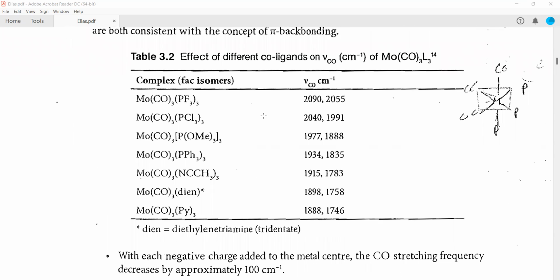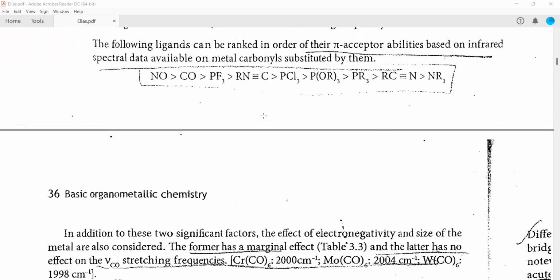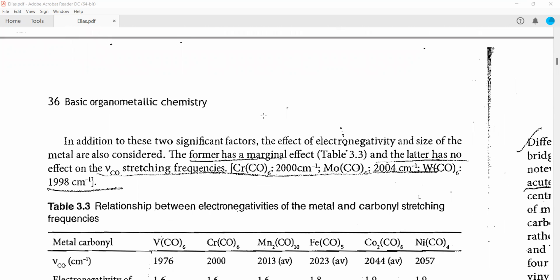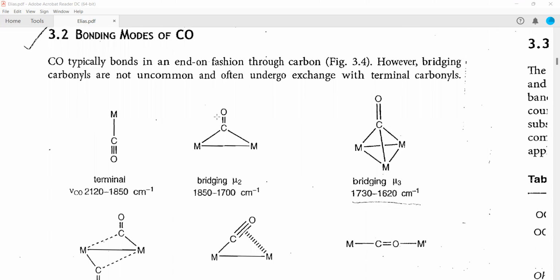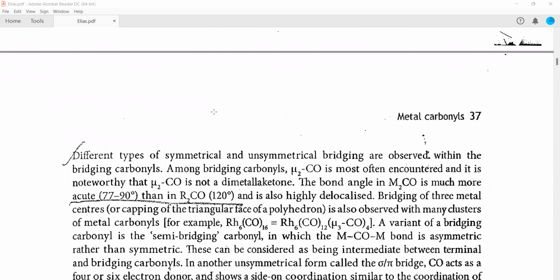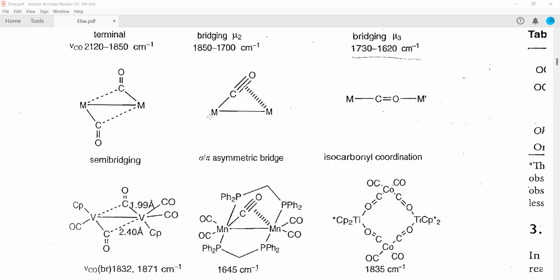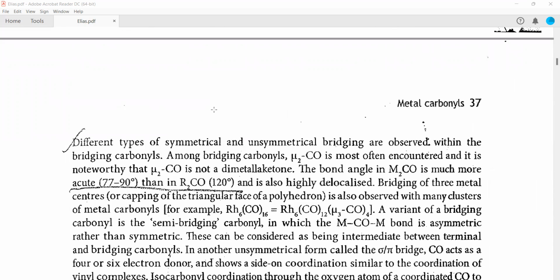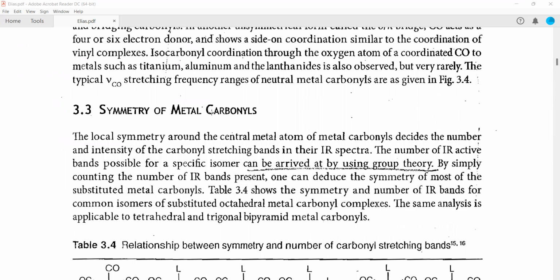We also saw the MO diagram of the metal carbonyl, and then we got to know which orbital it donates from, like it's a sigma donor and a pi acceptor. We also studied the binding modes of carbonyls, and how many different modes by which carbonyl can bind to metal centers. And now we are going to study the symmetry of the metal carbonyls.